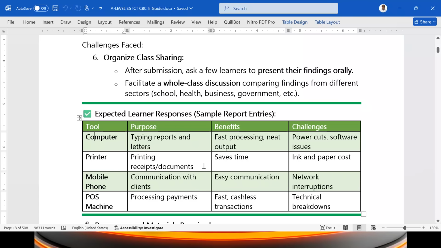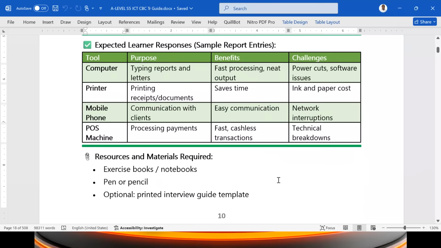Printer: printing receipts or documents, it saves time. Challenges: ink and paper costs, something like that. Mobile phone: communication with clients, easy communication. Challenges: network interruptions. POS machines: processing payments, faster cashless transactions. Challenges: technical breakdown, etc.